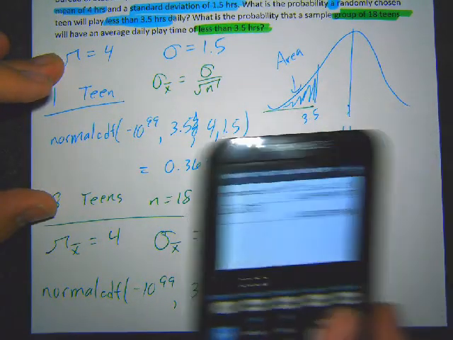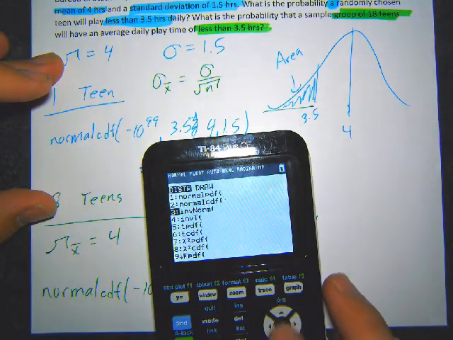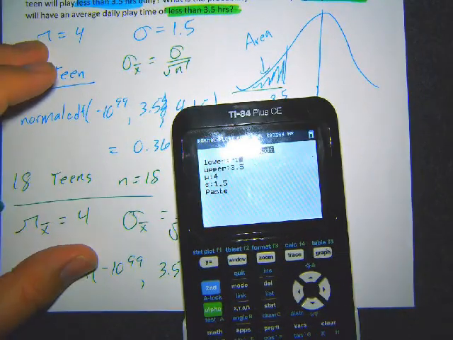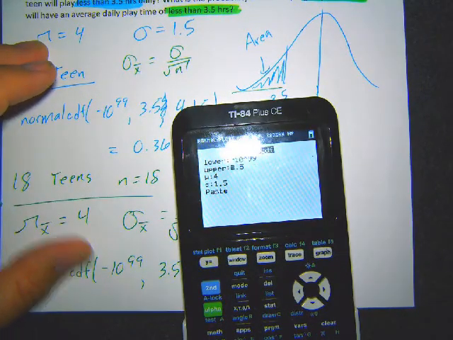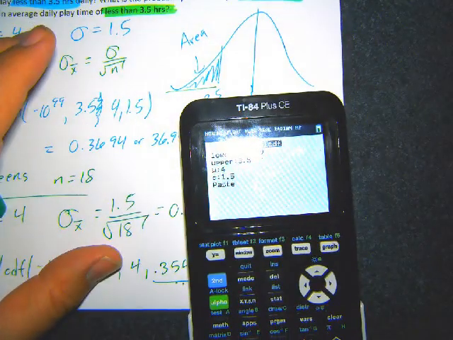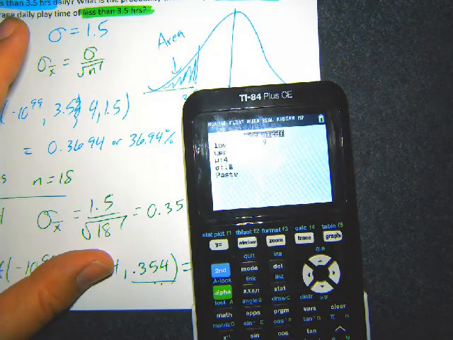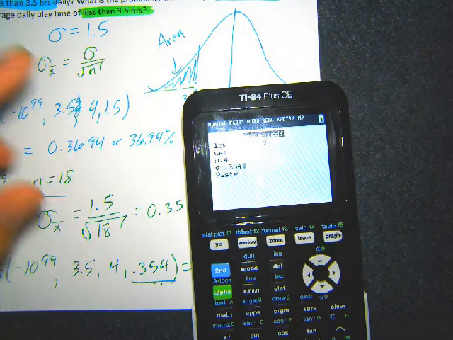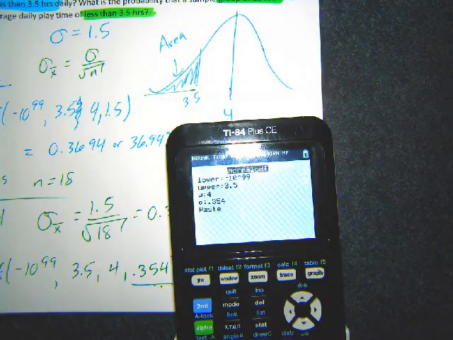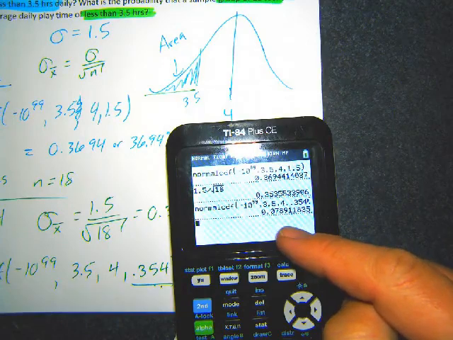I'm going to type that in my calculator, so I'm going to do my second distribution, normal CDF. It's negative 10 to the 99th, 3.5. I don't really have to change these because I already do the same in there, but I'm going to type them all anyways. And then the big difference is my standard deviation is 0.354. So I've decreased the standard deviation. There's less spread because I have a big sample. So I hit enter on that, and you'll see I get a much smaller percentage now.